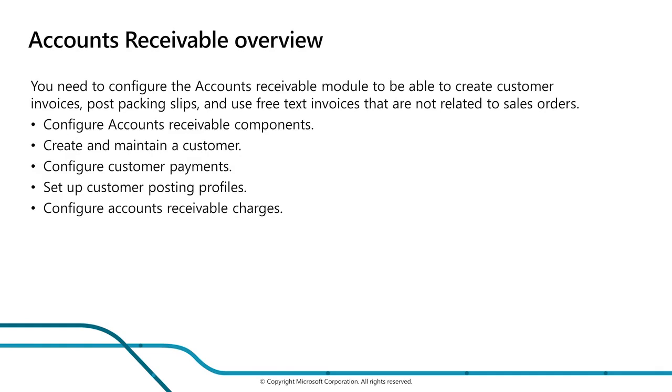We use account receivable to track customer invoice and incoming payment. We can create customer invoice that are based on sales orders or packing slip. We can also enter free tax invoices that are not related to the sales order. We can receive payment by using several different payment types. This includes bills of exchange, cash, checks, credit card, and electronic payment.